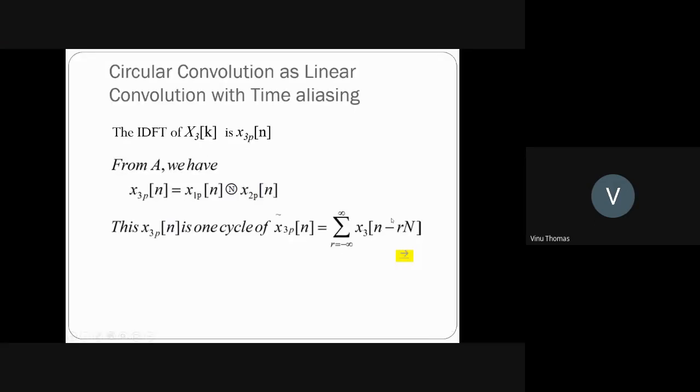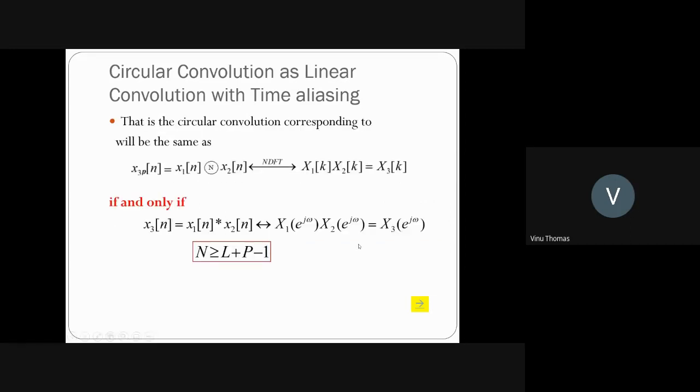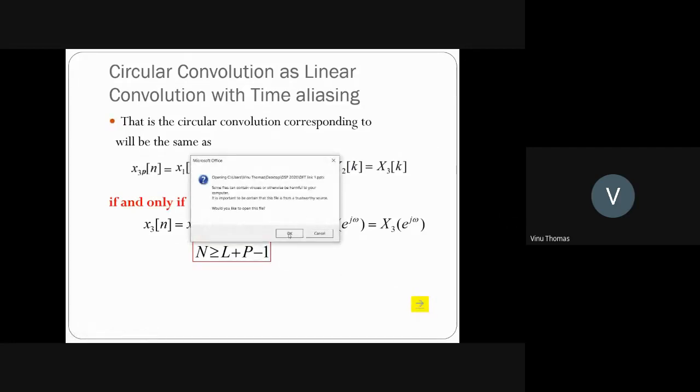So this is circular convolution being interpreted as linear convolution with time aliasing. Now you have this very important result which states that circular convolution of two finite length sequences is the linear convolution of the two sequences followed by time aliasing, and circular convolution corresponds to the linear convolution if and only if n is greater than or equal to L plus P minus 1.